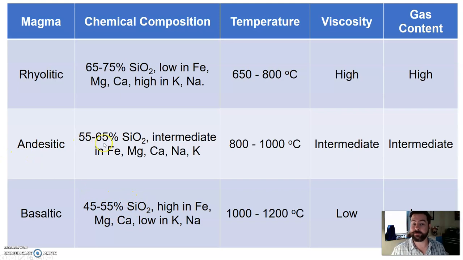Andesitic magma, 55 to 65% silica. Middle of the road temperature, 800 to 1,000 degrees Celsius. Intermediate, so a little more sticky. Gas content intermediate. The more sticky a magma is, the more gas is going to be trapped.